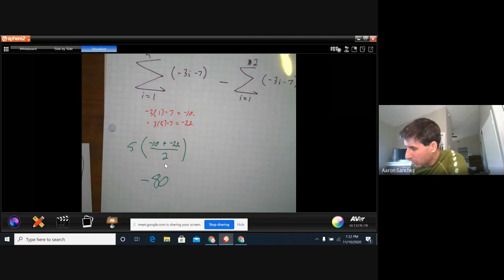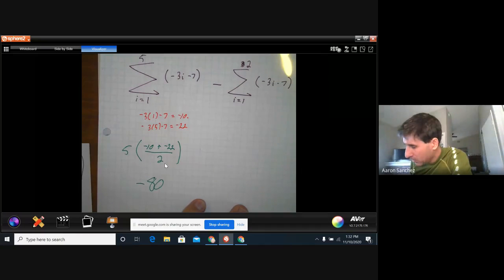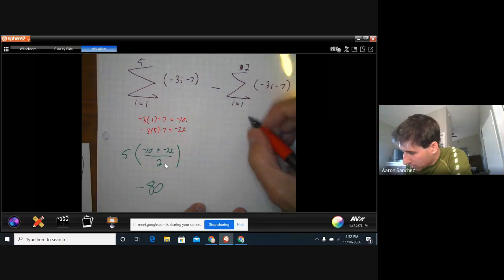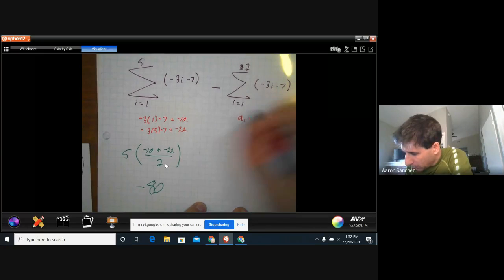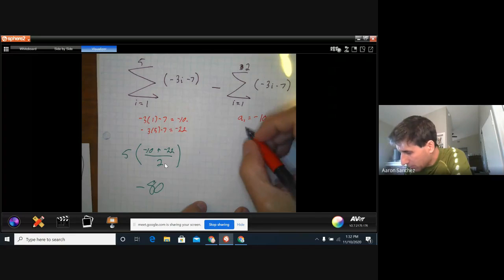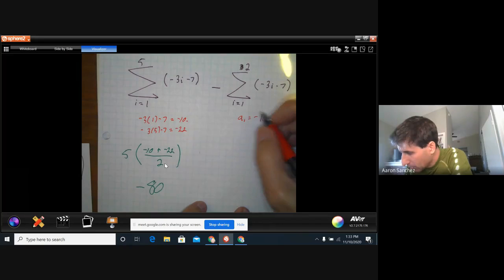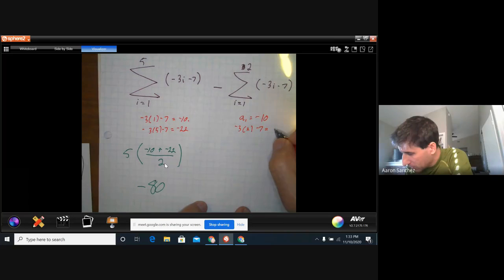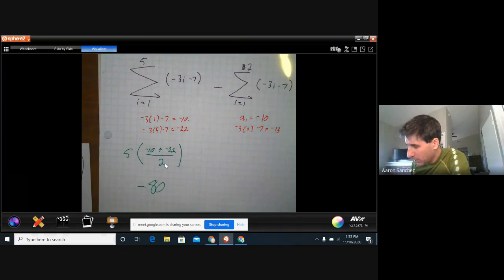Let's just do 1 through 2. Okay, well, they don't really need to do the equation for this, but we know the first term is negative 10. We just figured that out. Now the second term is negative 3 times 2 minus 7, which equals negative 13. We could just add those up, they're just 2 terms. But let's just do it anyway. So that's negative 23. But anyway, let's go and plug it in. I'll do it in purple.